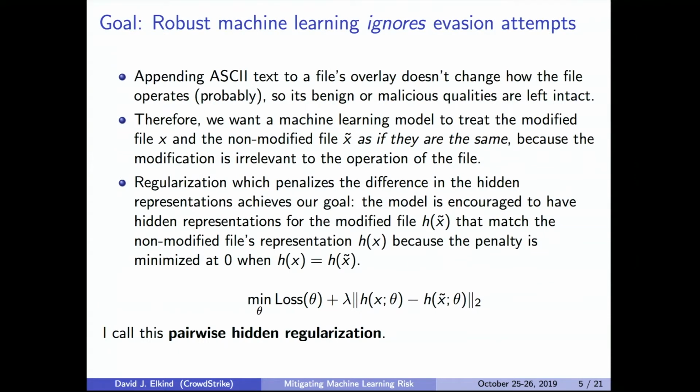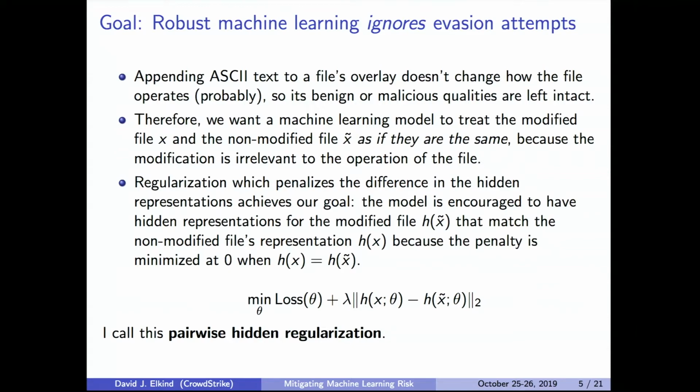So we want them to be treated the same. We call this pairwise hidden regularization. The intuition here is that nothing has changed. It's the same file, it just has some junk on the end. So we're going to treat those two things as the same by adding this regularization penalty. We can apply it to every hidden layer, or we can apply it to one or two hidden layers. They end up working more or less the same even if you don't do it at every layer.